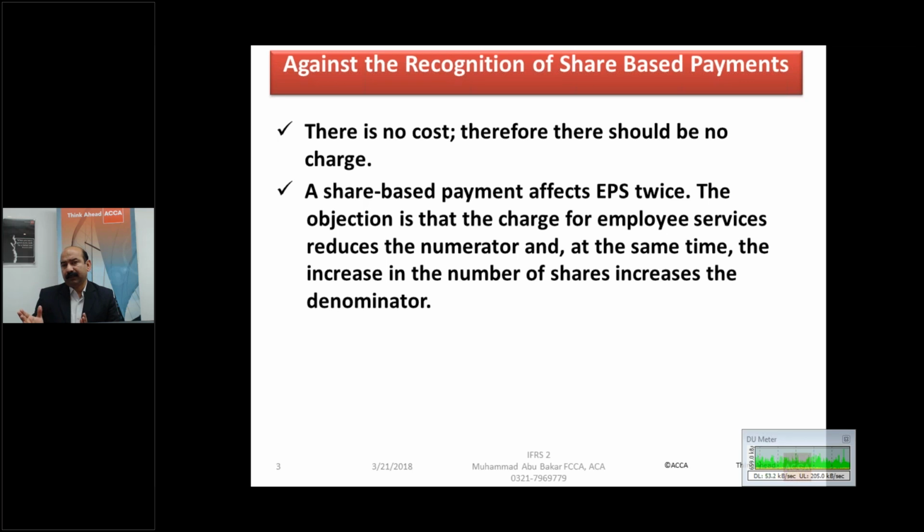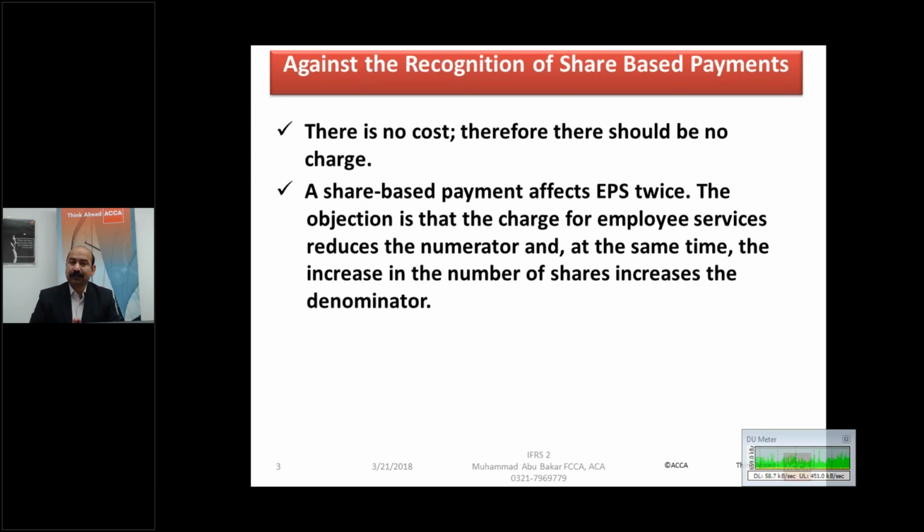In the EPS formula, in the numerator, you normally take the profit, and in the denominator, the number of shares. When you recognize share-based payments, this will increase your expense. Increasing expense means your profit will go down and the numerator of EPS will go down. And similarly, the denominator will also be affected because the number of shares will increase as a result of issuance of those share options. So this objection is valid. EPS is affected twice, but we need to keep it in mind.